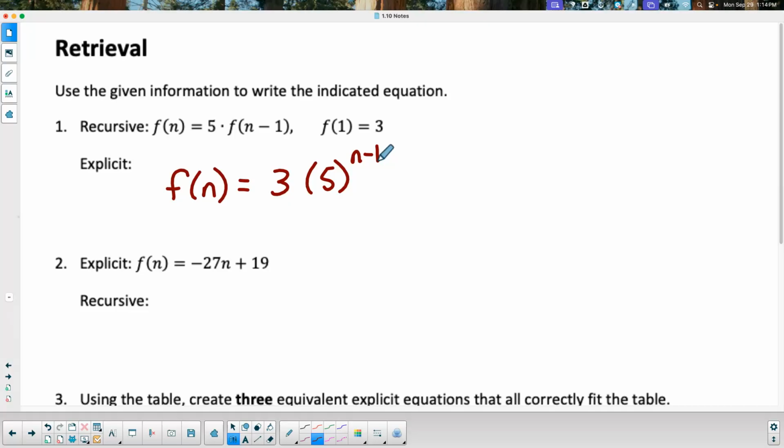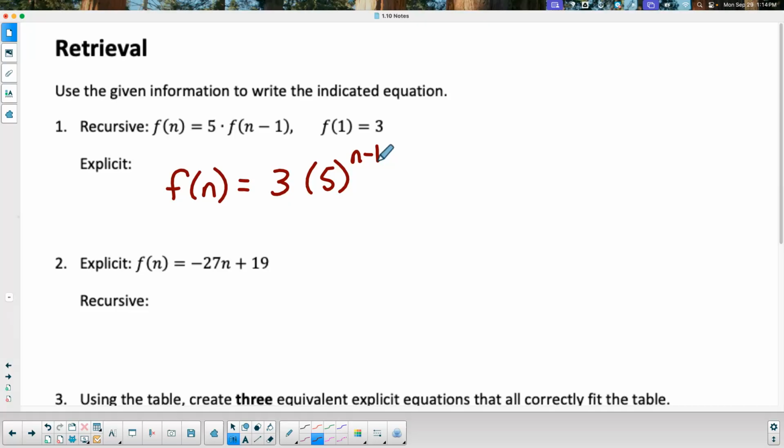The common ratio, or the common difference, is -27. How do I know that it's negative 27? Because it's connected to n. Exactly, that's 100%. It's connected to n. If we were to think about it as a line, it's in that slope position. It's that rate of change. Negative 27 is our common difference.